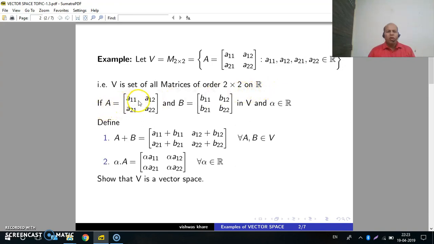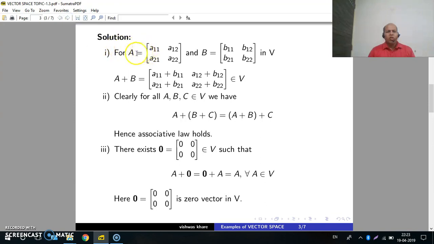If A is equal to A11, A12, A21, A22 and B is a matrix B11, B12, B21, B22 in V, and alpha belongs to R, we define A plus B as A11 plus B11, A12 plus B12, A21 plus B21, A22 plus B22, that is, the usual addition of matrices, and alpha dot A is equal to alpha A11, alpha A12, alpha A21, alpha A22. Show that V is a vector space.